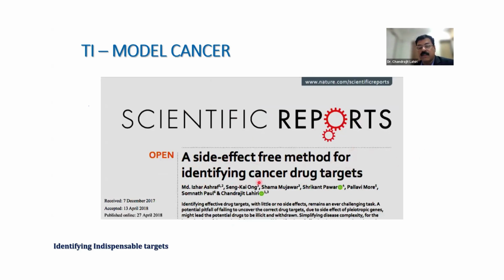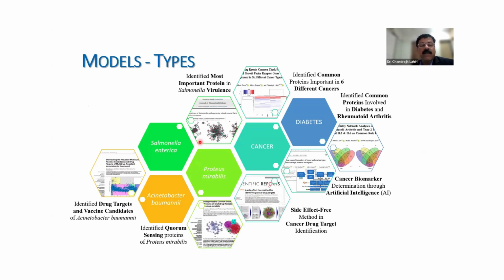So a side-effect-free method of identifying cancer targets, drug targets, was my next publication in this line around 2018. And I've later published several other types of models. For example, I talked about salmonella virulence. Then we identified common proteins across six different cancers, then proteins in diabetes and rheumatoid arthritis. And these days I'm also doing artificial intelligence work on cancer biomarkers. So this was the paper.